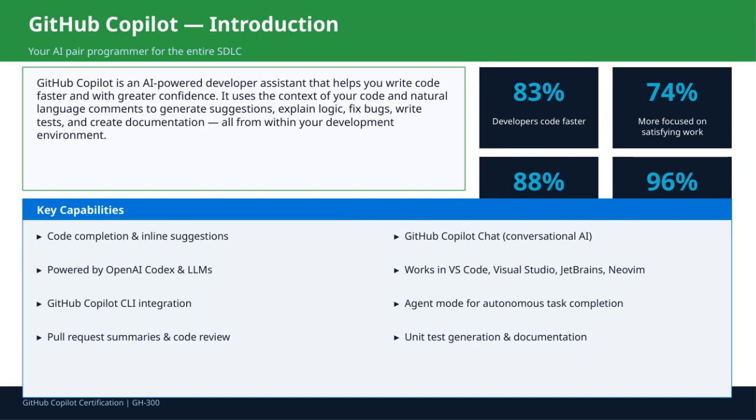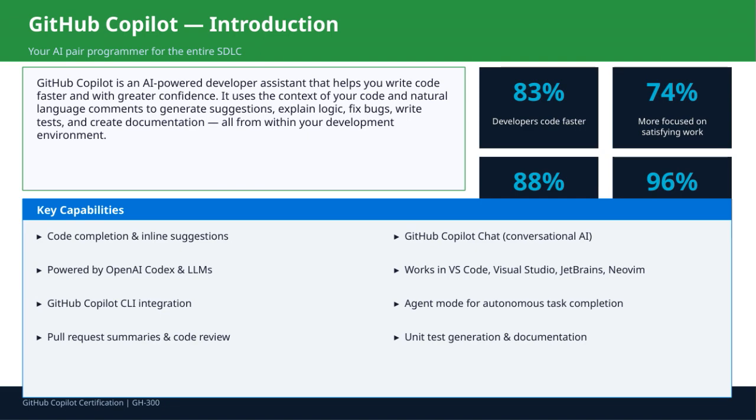Studies show that 83% of developers code faster using Copilot, 74% feel more focused on satisfying work, 88% feel more productive, and an impressive 96% report being faster at handling repetitive tasks.